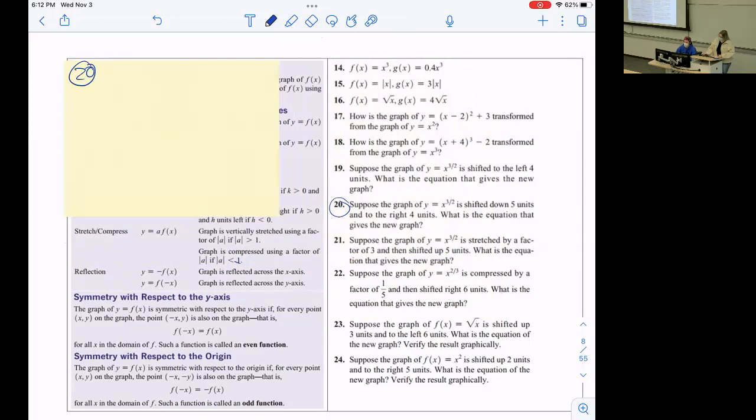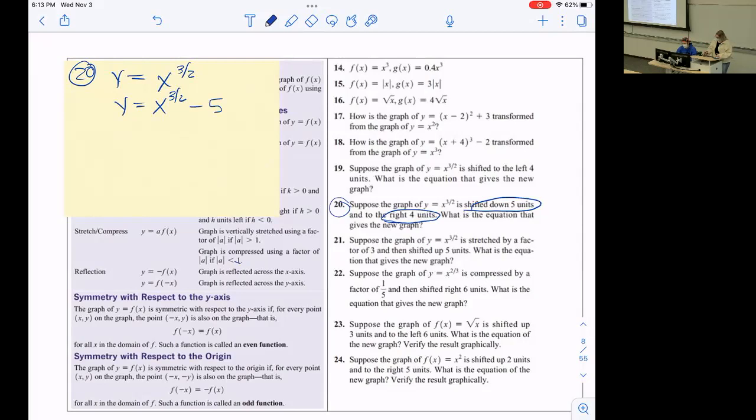All right, suppose the graph of y equals x to the 3/2 power is shifted down 5 units and to the right 4 units. So we're given the base equation of y equals x to the 3/2. And we know we need it shifted down 5 units and to the right 4 units. So for the shift of down 5 units, that's going to be a vertical shift, so that's going to be separate from the x. So we're going to have y equals x to the 3/2. Then down 5 units would be minus 5.